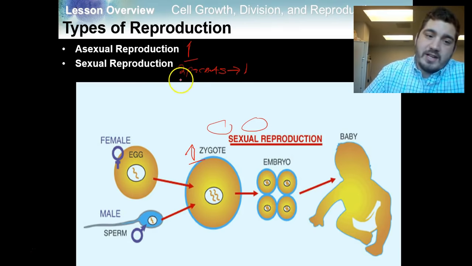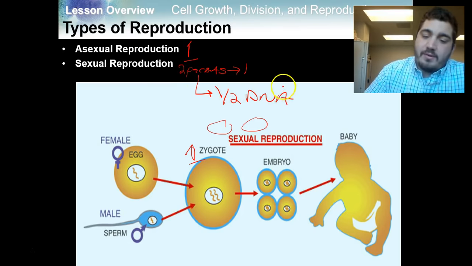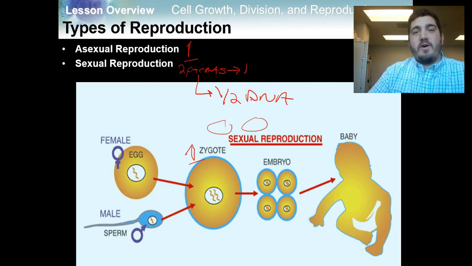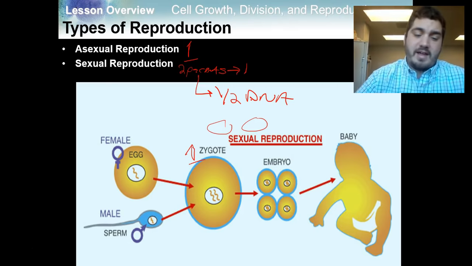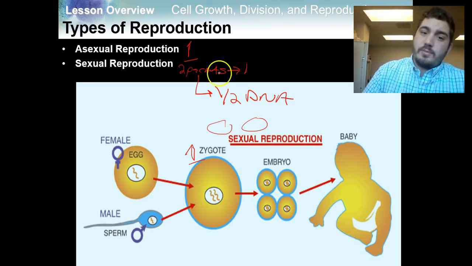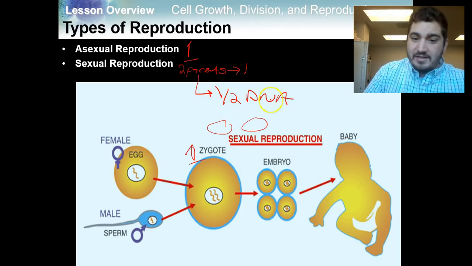So what's important with sexual reproduction is that each parent is only giving one half the DNA. Okay, because if both parents gave all their DNA, there'd be way too much DNA. And every time we have a new baby, we get more and more DNA, and eventually it'd be too much. Your cell wouldn't know what to do with it, and it wouldn't survive. All right, so in sexual reproduction, each parent only gives half the DNA.